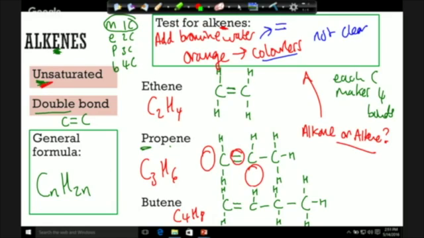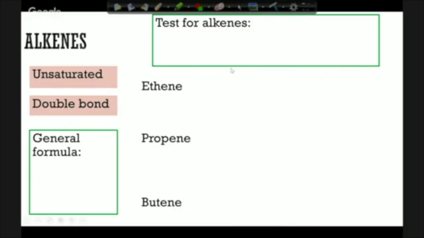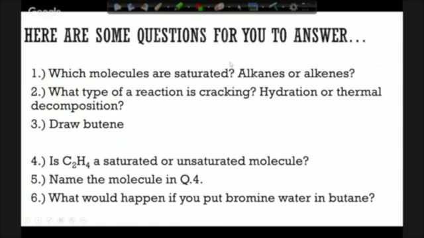So there's a number of ways you could talk about this bromine water. You could say it was a test for alkenes. You could say it was a test for unsaturated molecules. And you could say that it was a test for double bonds. Okay, so those are our alkenes. And we're going to talk about next how these alkenes will go on to make our plastics. So here are some questions for you to answer, and then we'll come back to talk about polymers and plastics.